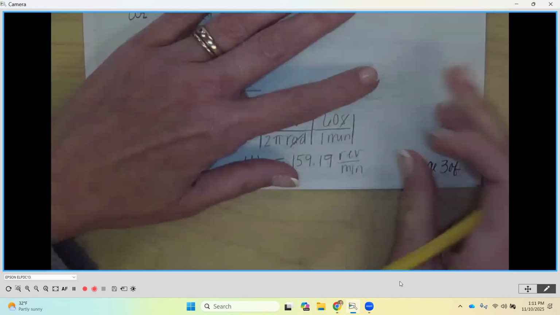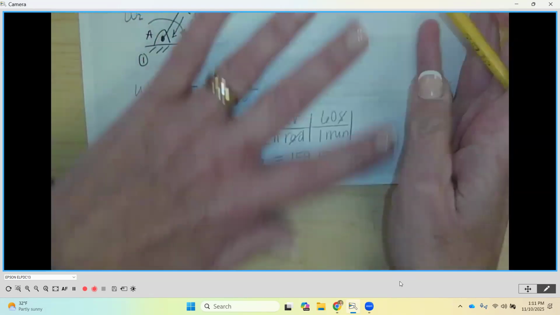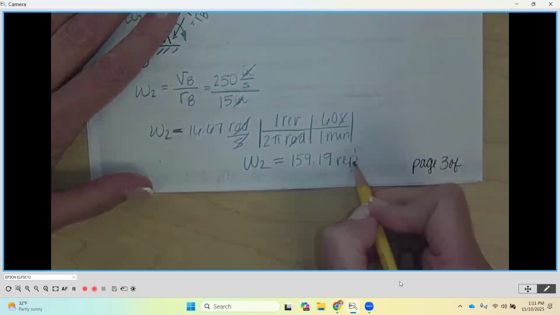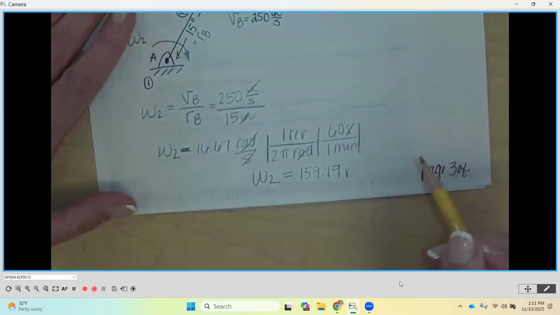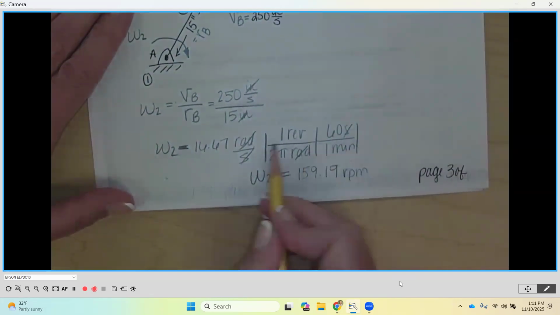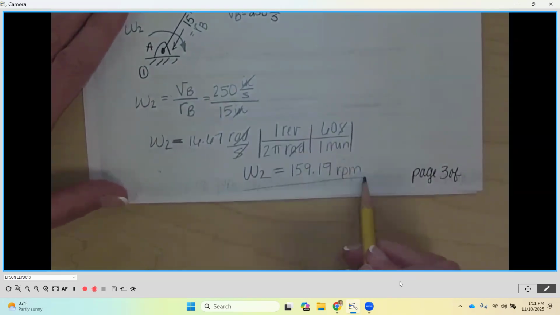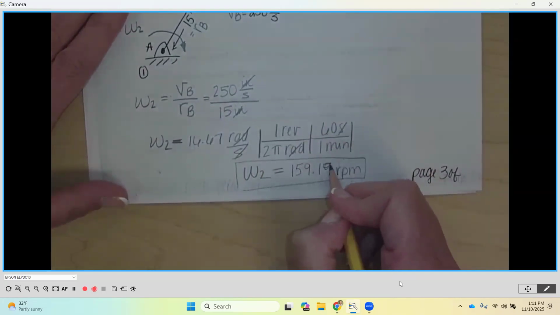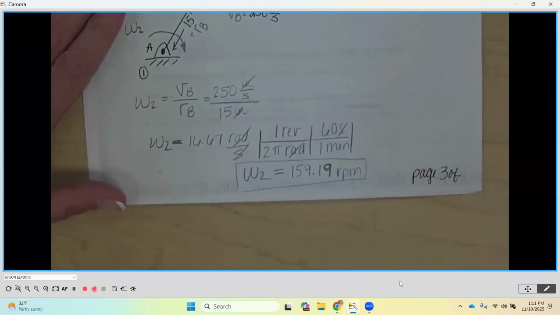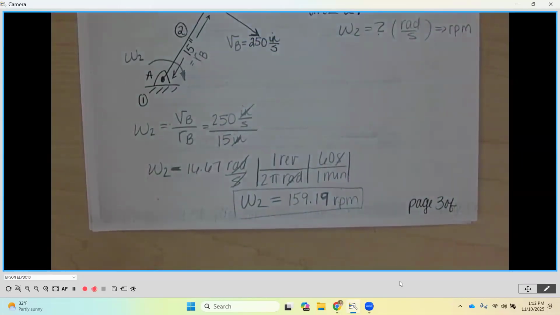Now, at the end here, if you want to write RPMs, I'm fine with that. But when we are in the conversion mode, you have to expand it. Does that make sense to everybody? Okay. There we go. 159.19 RPMs.